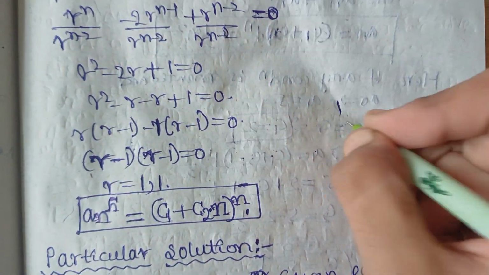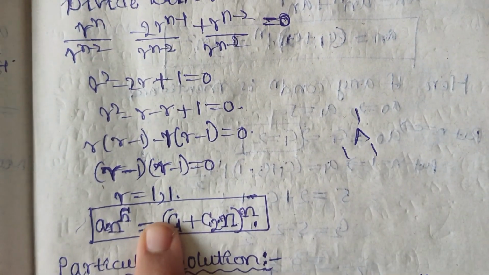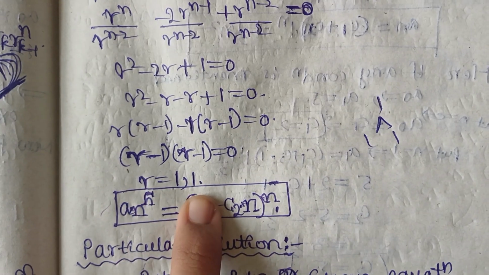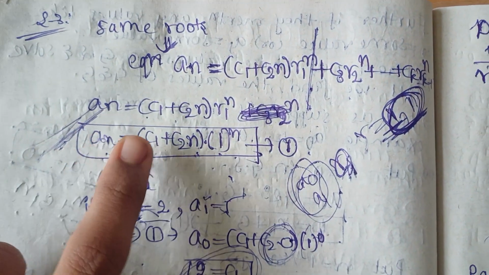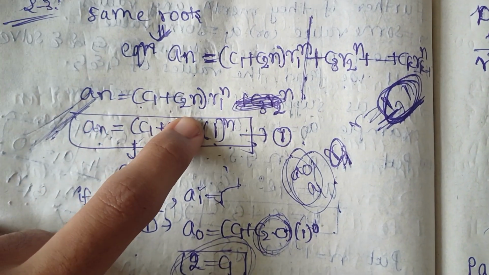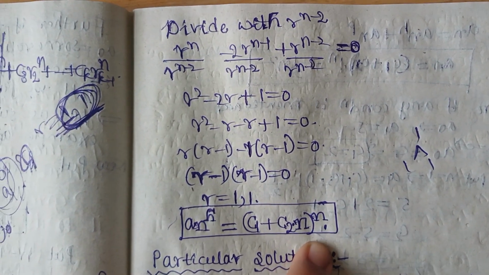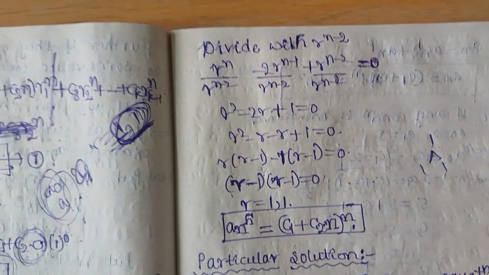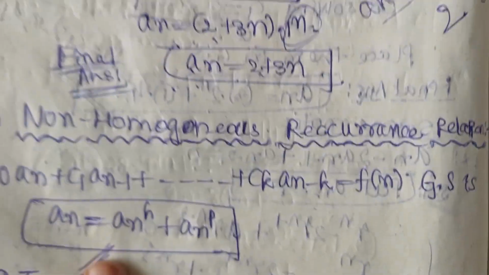For this equation, r square minus 2r plus 1, on taking r minus 1 common, you will have r equal to 1, 1. Since you have got equal roots, as we discussed previously for equal roots in a homogeneous recurrence relation, our general solution will be (c1 plus c2 n) into r1^n. Here r1 is nothing but 1, so it is (c1 plus c2 n) into 1^n.